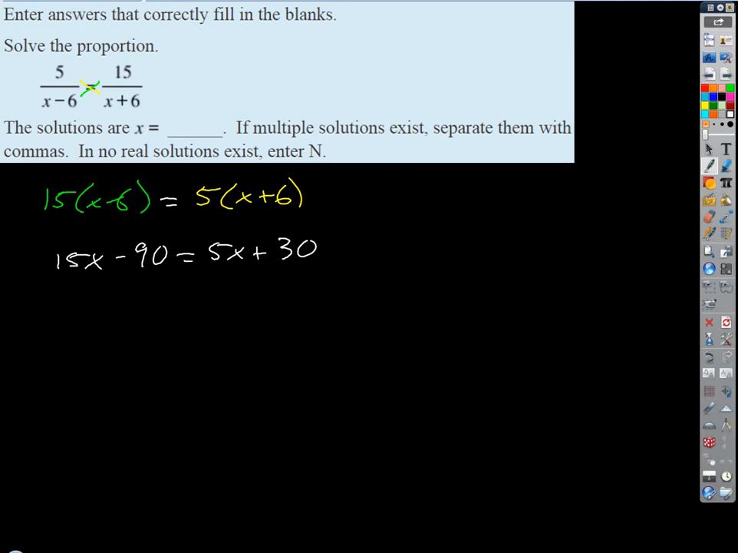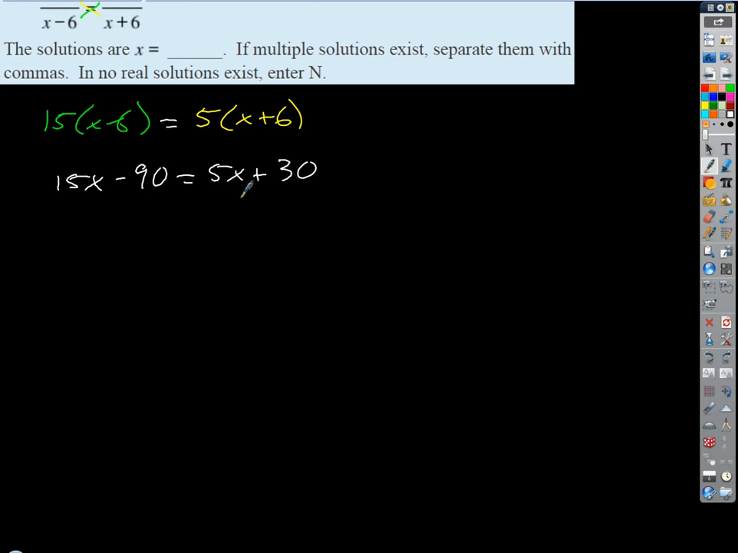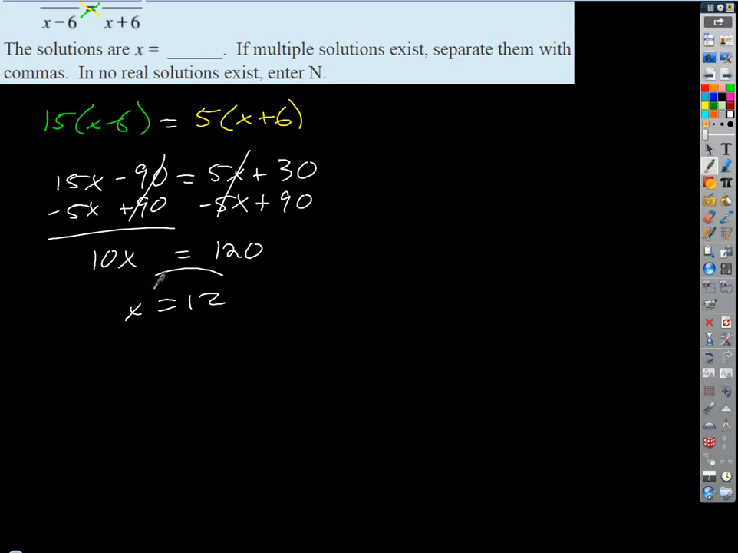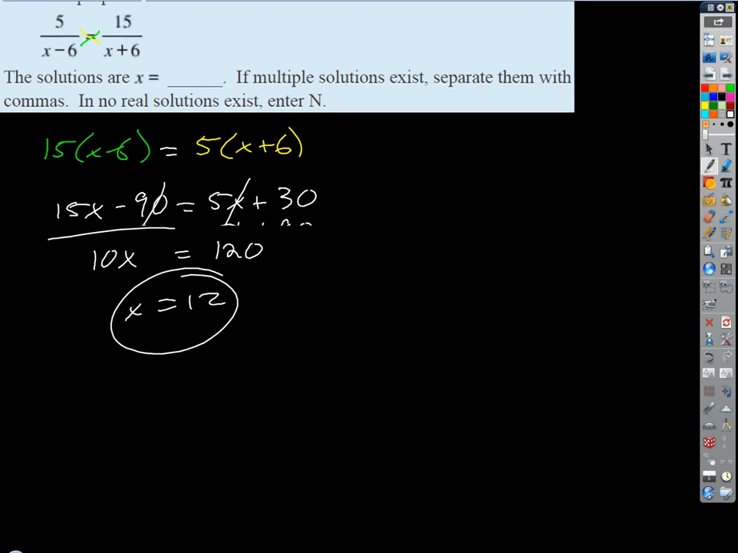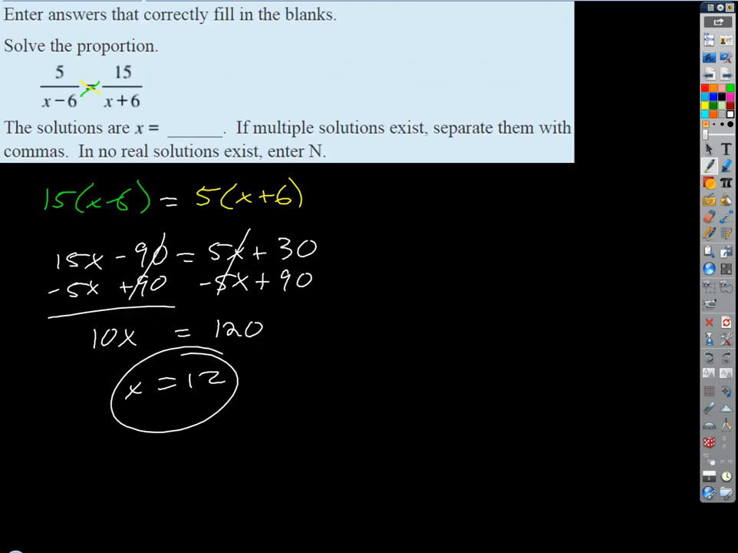So in this case, we could just push the x's to the left. We would get a positive number of x's, and we'll end up with a single x. At the same time, let's push the numbers the other way. So we end up with, on the left, 10x. On the right, we get 120, so dividing by 10, x equals 12. And of course, we could check that by just plugging it in. Okay? All right, so next.